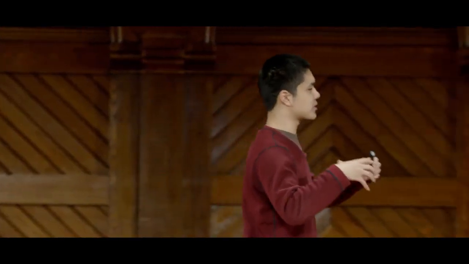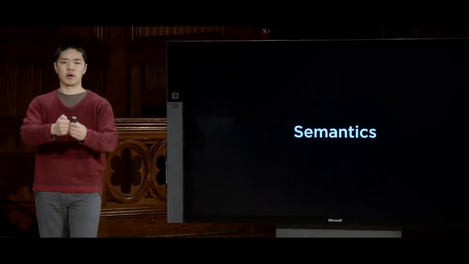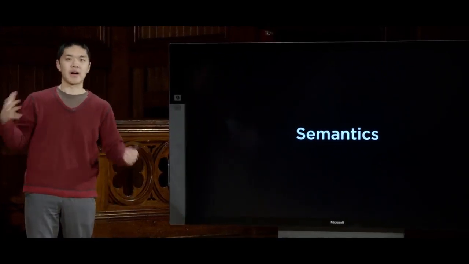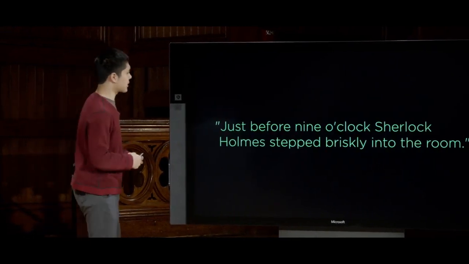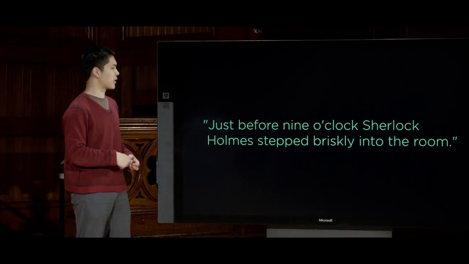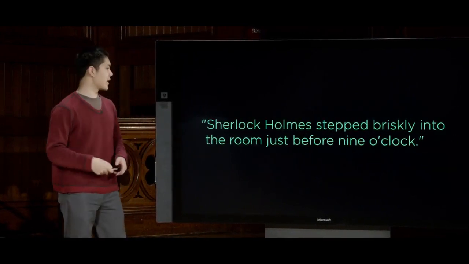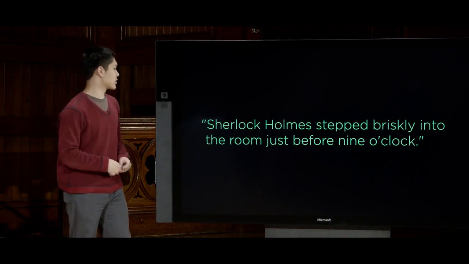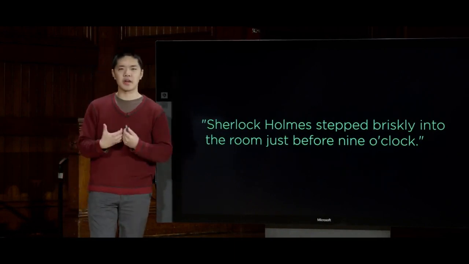But in addition to language having structure, language also has meaning. And now we get into the world of semantics, the idea of what it is that a word or a sequence of words or a sentence or an entire essay actually means. And so, a sentence like, "Just before 9 o'clock, Sherlock Holmes stepped briskly into the room," is a different sentence from a sentence like, "Sherlock Holmes stepped briskly into the room just before 9 o'clock." And yet they have effectively the same meaning.